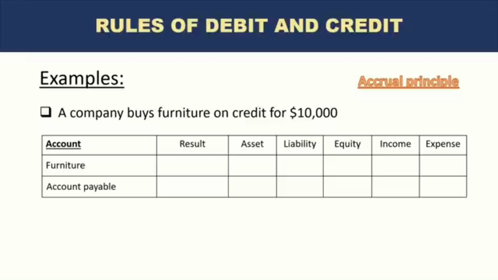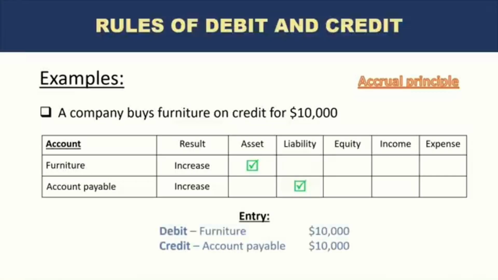So what happens to furniture in this case? Of course, there's an increase. What happens to liability or accounts payable? There is also an increase. And we know when an asset increases, there is a debit, but when a liability increases, there is a credit. You see how every time there is always a debit and always a credit. So the entry would be debit furniture 10,000, credit accounts payable 10,000.